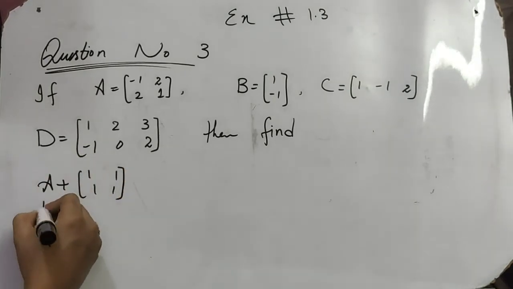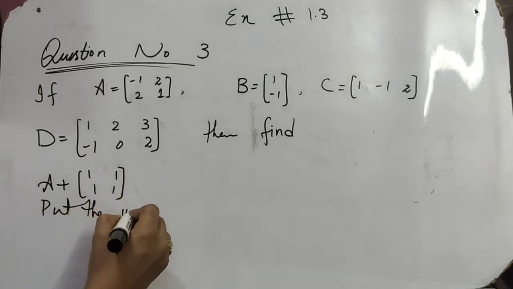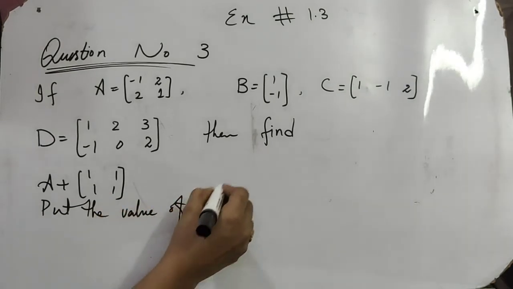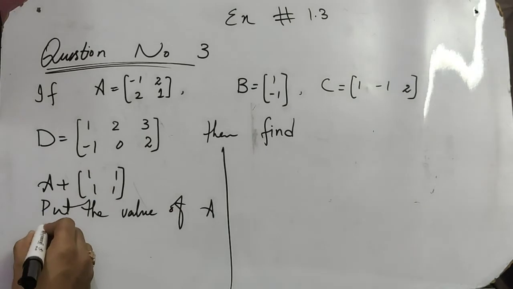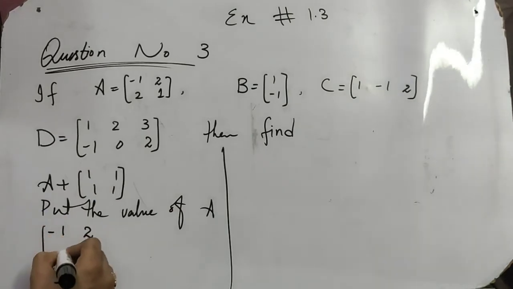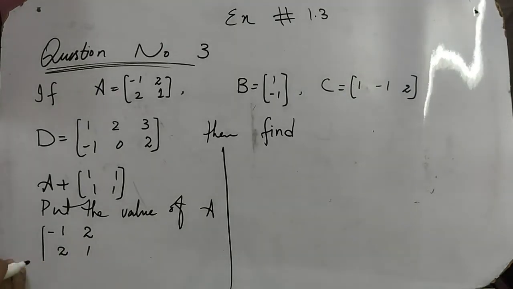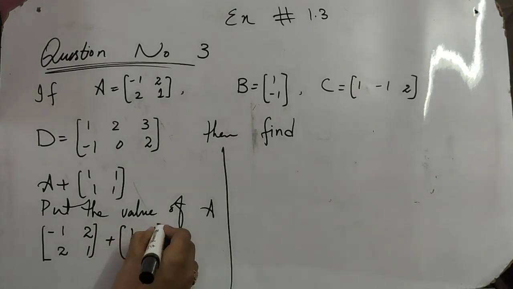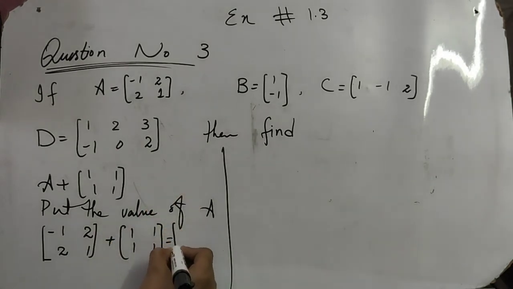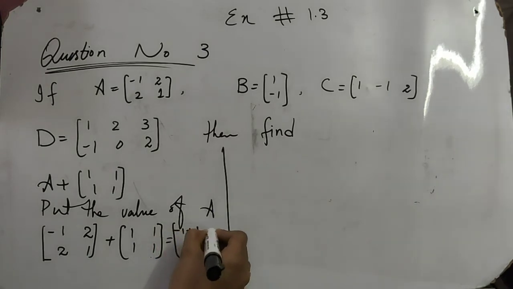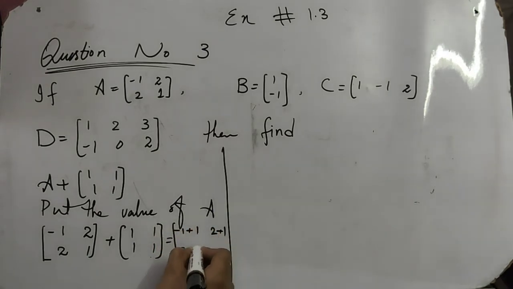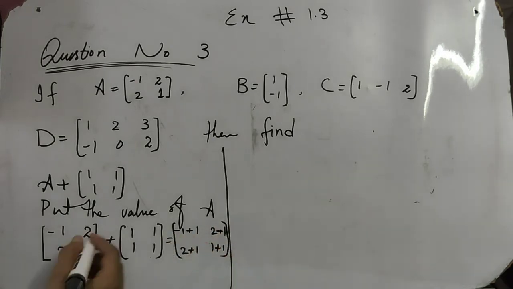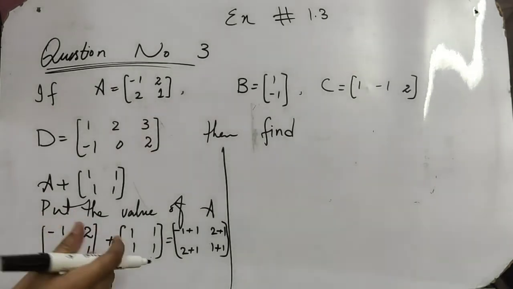What is A? Put the value of A. So what is the A? Minus 1, 2, 2 and 1, plus 1, 1, 1 and 1, which will be equals to minus 1 plus 1, 2 plus 1, 2 plus 1, 1 plus 1, that is equals to 0, 3, 3 and 2. This is the answer.